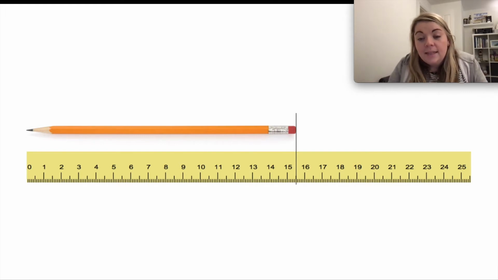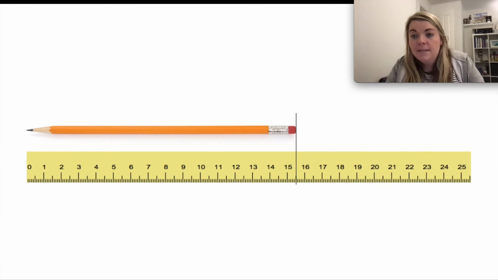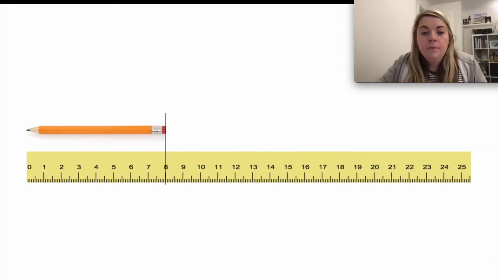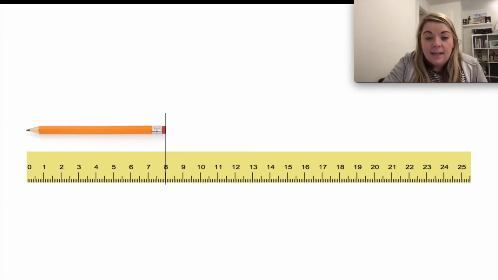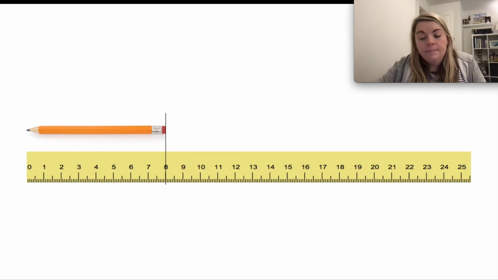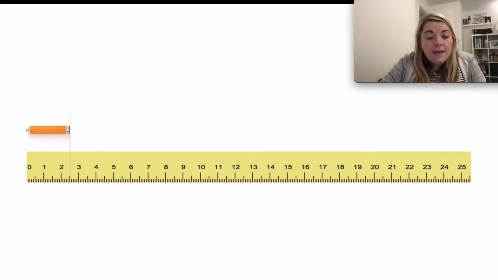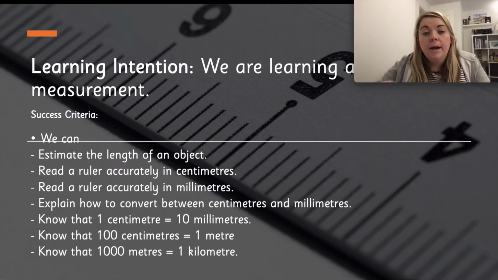So you can see that this pencil is 15.5 centimetres or 155 millimetres. This next pencil is, I'll let you have a little think what it could be. So it is 8 centimetres exactly, or 80 millimetres. And our final pencil is 2.5 centimetres, or 25 millimetres.